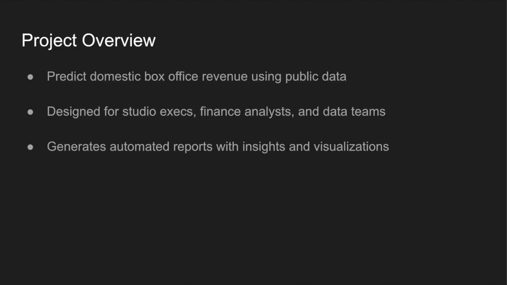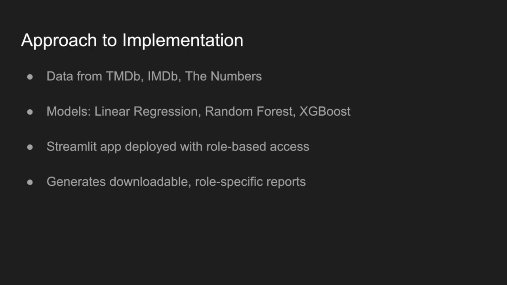So for the project overview, I decided to create my capstone to predict domestic box office revenue using public data. This is designed for studio executives, finance analysts, and data teams. Within these three groups, they have various access to different parts of the Streamlit app, which will be explained further. And at the end of the project, it will generate automated reports through a PDF with insights and visualizations for each of these groups to look at.